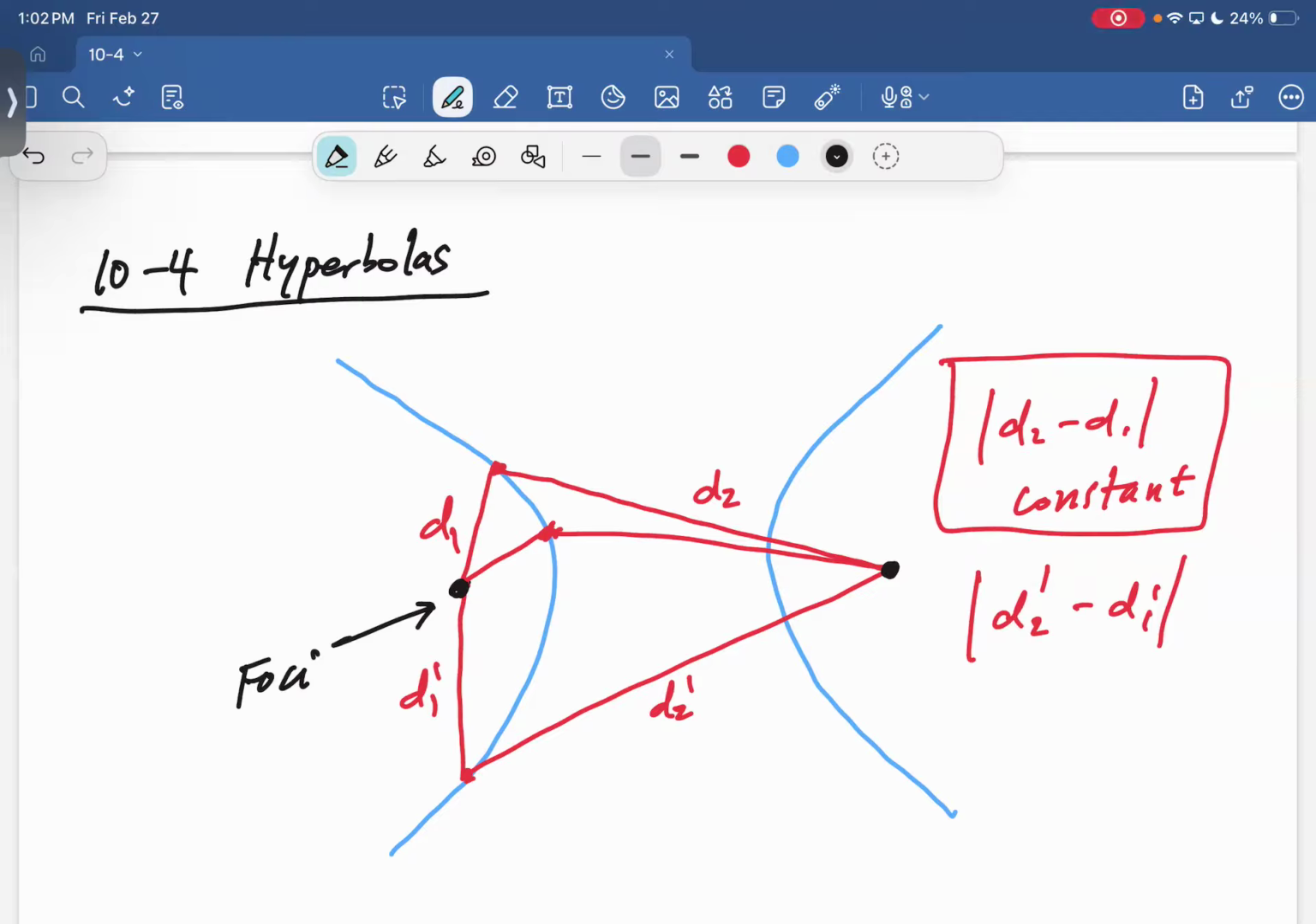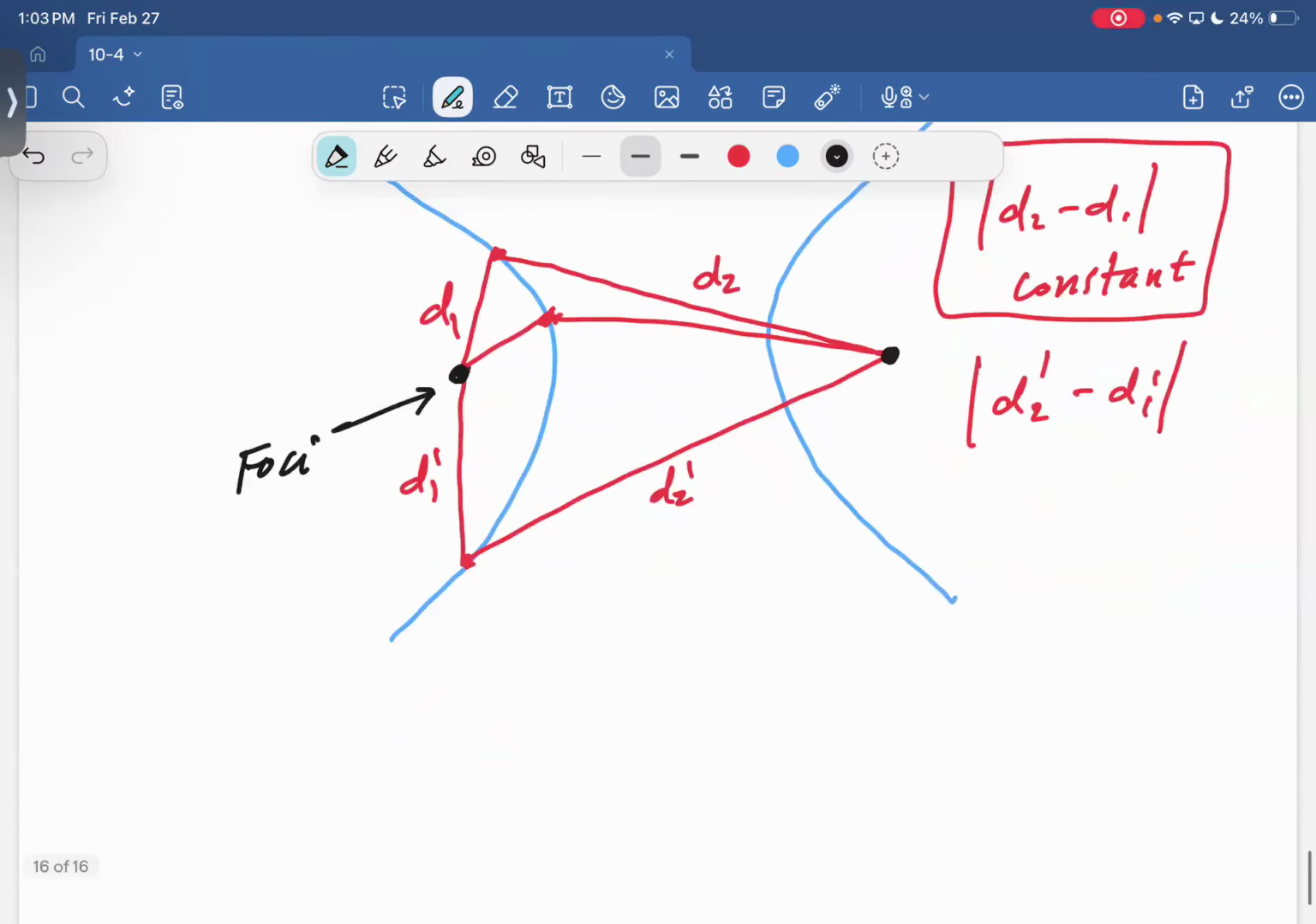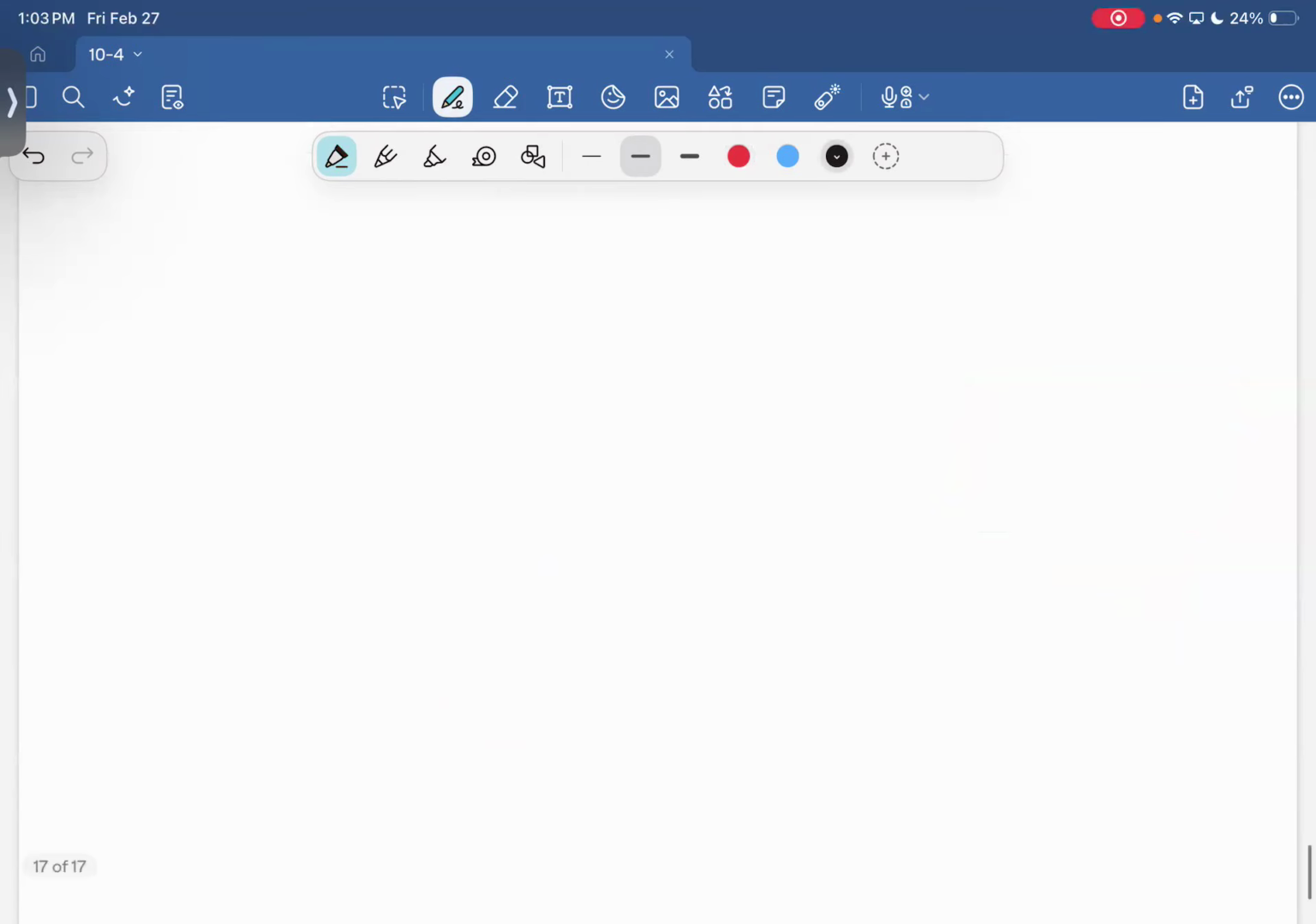Look, it's the same exact concept as an ellipse, except now we're caring about the difference. For an ellipse, we cared about the sum of the distances. Now we care about the difference of the distances being constant. If that doesn't make sense, you can go look it up online later. Let's talk about horizontal and vertical hyperbolas.